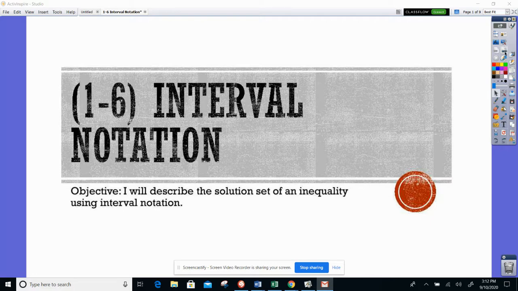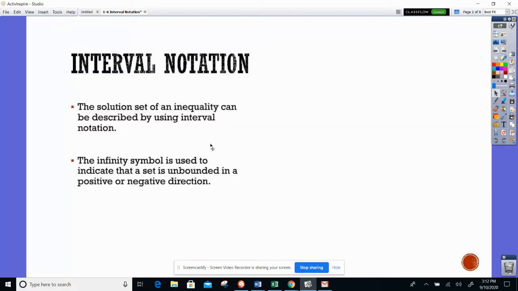Okay. As I said, the solution set of an inequality can be described by using interval notation. In interval notation, we use the infinity symbol to indicate that a set is unbounded in a positive or negative direction. Okay, so what that means, when we looked at number lines before, let me give you an example. Sorry, I'm drawing with my mouse, so it's not going to be the prettiest.